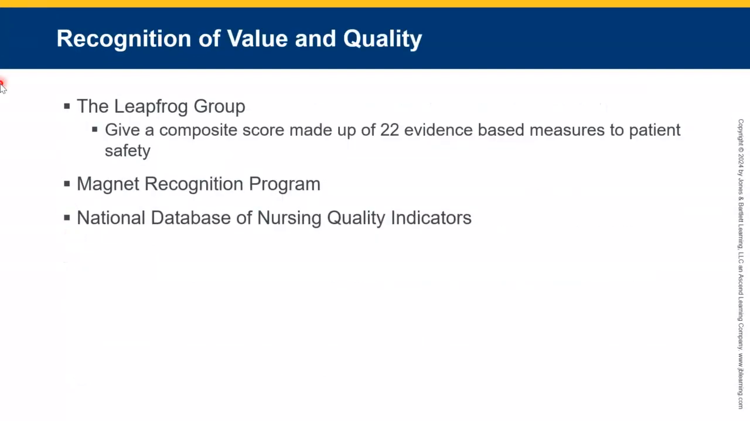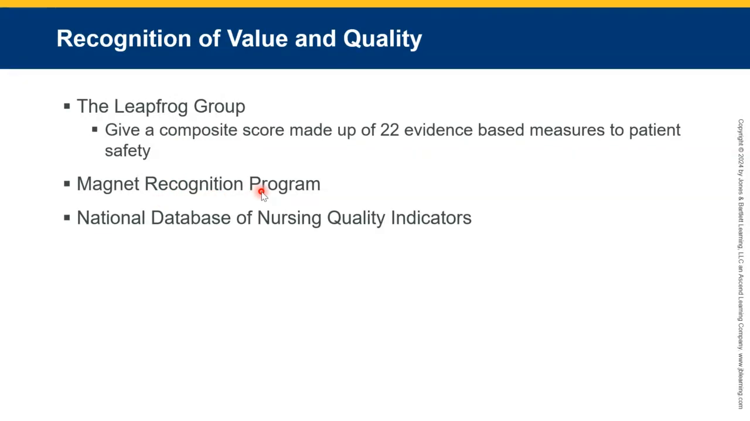The next one we're going to talk about is the Leapfrog Group. Some of you may have heard of this. Its primary focus is to improve and implement best practices. And they give a composite score made up of 22 evidence-based measures regarding patient safety, like medical errors, falls, et cetera, et cetera.